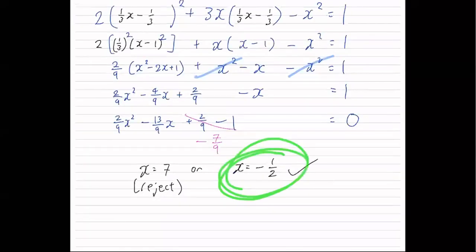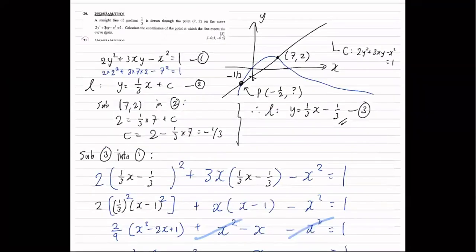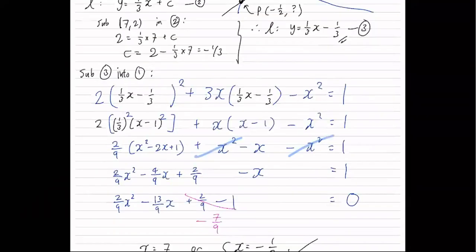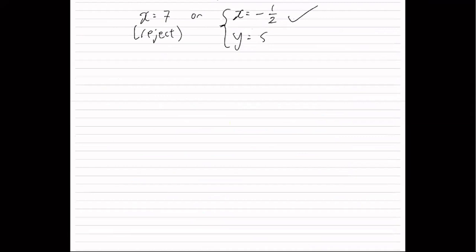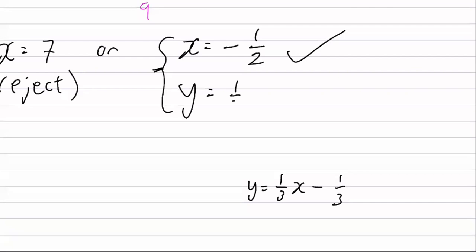Then how to find the y? To find the full coordinates, you also need the y. How do you find the y? Sub into equation 3. Good. You can also sub into equation 1 and solve for y, but that will take a lot of time. Don't do that. Use the straight line equation. So 1/3 times negative half minus 1/3. Type in the calculator.